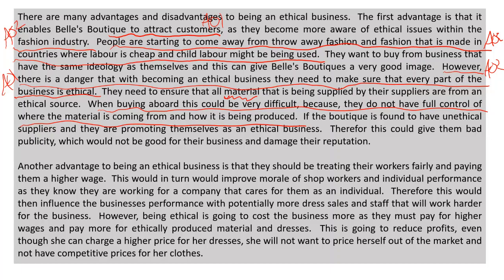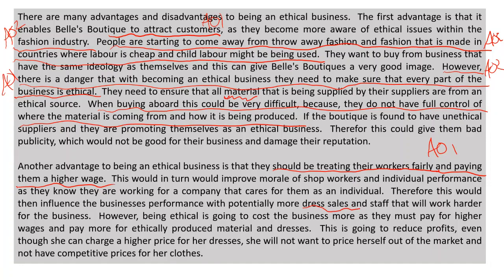Another advantage of being an ethical business is that they should be treating their workers fairly. Okay, so again, I know that treating workers fairly and paying them a higher wage, so that's your AO1. So I know that that is part of business ethics. This would in turn improve morale of shop workers and individual performance, as they know they are working for a company that cares for them as an individual. Therefore, this would influence the business's performance with potentially more dress sales. So we're getting AO2 in there, and staff that will work harder for the business.